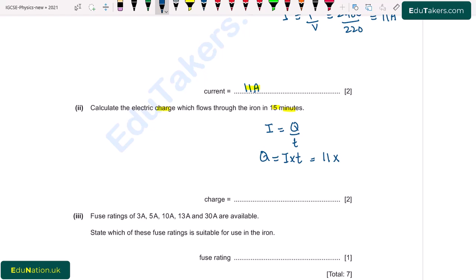First of all, we have to convert this 15 minutes into seconds. So time will be equal to 15 minutes, and 15 multiplied by 60 will be equal to 900 seconds. So I multiply this with 900 and the charge comes to be 9900 coulombs. The unit of charge is coulomb. So it will be equal to 9900 coulombs.